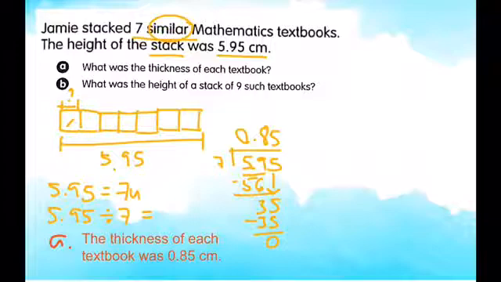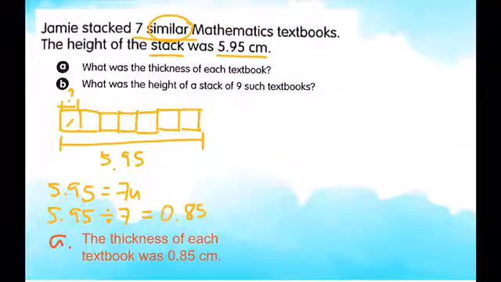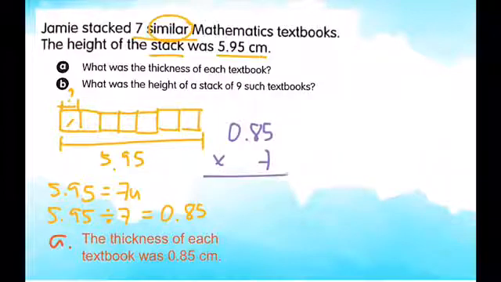Don't forget to check if your answer is reasonable. That would be on step 4. How can you check if your answer is correct? You can simply work backwards. So we can multiply 0.85 by 7. Since we have 7 units. 7 times 5 would be 35. 8 times 7 is 56. Plus 3, that will be 59. And bring down the 5. 7 multiplied by 0 is 0 plus 5 is 5.95. So our answer makes sense and it is correct.